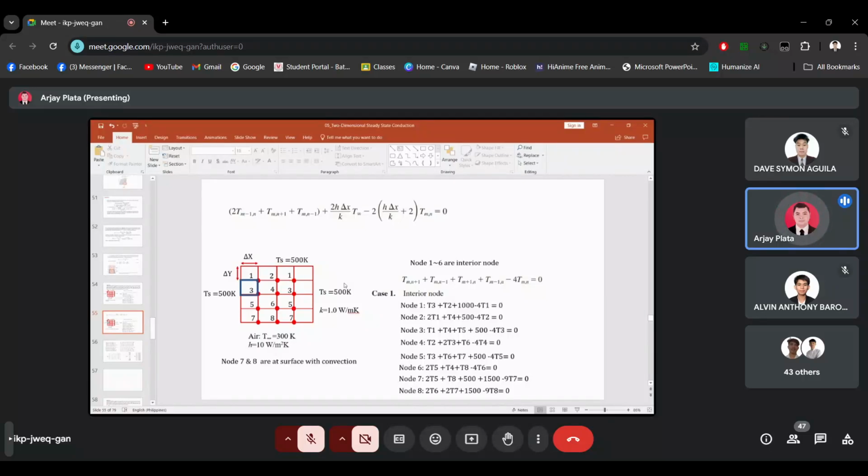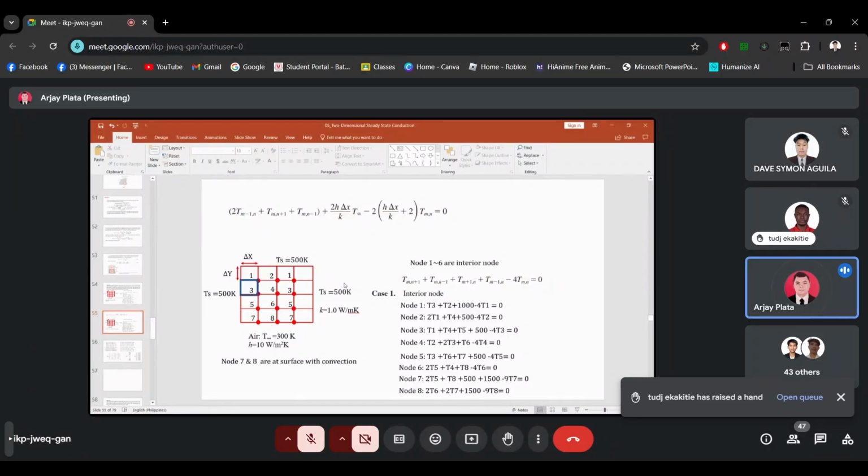So I'll try to find another example wherein it's not symmetrical. Yes?